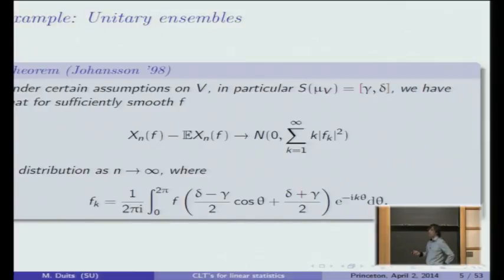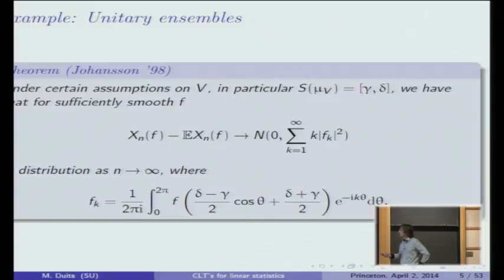by Johansson. It was also discussed yesterday, under certain assumptions on V. In particular, these assumptions are such that the limiting distribution of points accumulates on a single interval. So we are in a one-cut case. This is very important. Then we have a linear statistic.